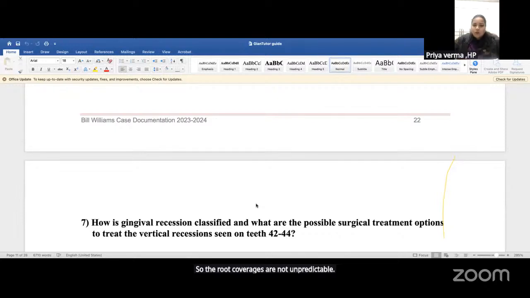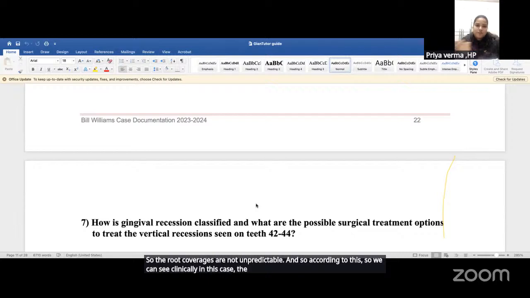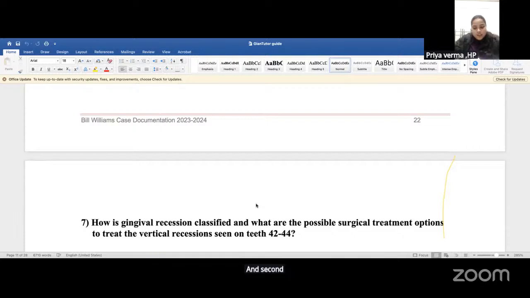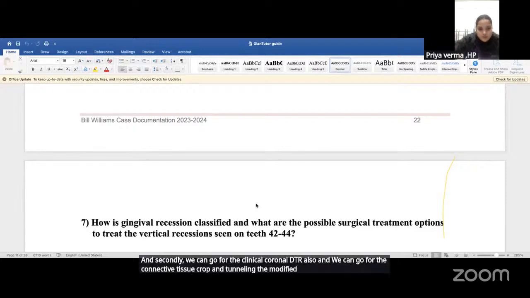According to this, clinically in this case we can see Miller class 1. But if we go by the radiograph, it seems to be a class 3 gingival recession. The treatment option can be the free gingival graft, as it creates a white zone and multiple teeth can be included at the same time. Secondly, we can go for coronally advanced flap also. And we can go for the connective tissue graft and tunneling, the modified VISTA technique. Thank you.